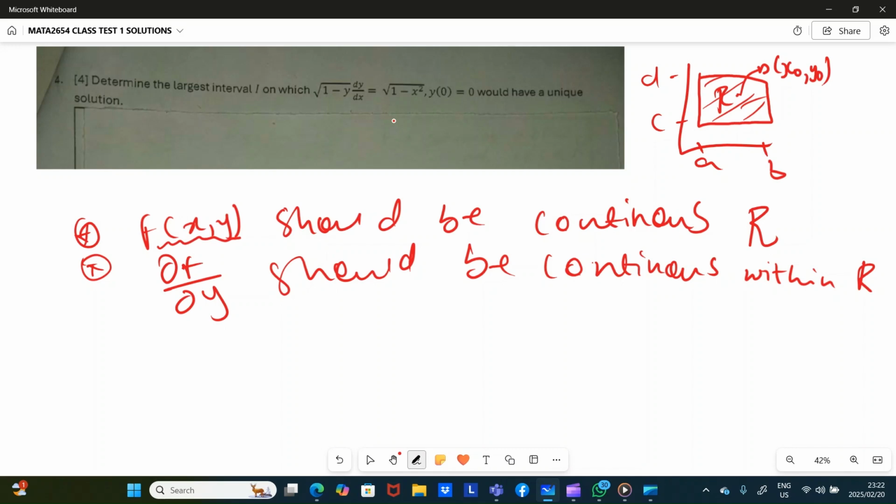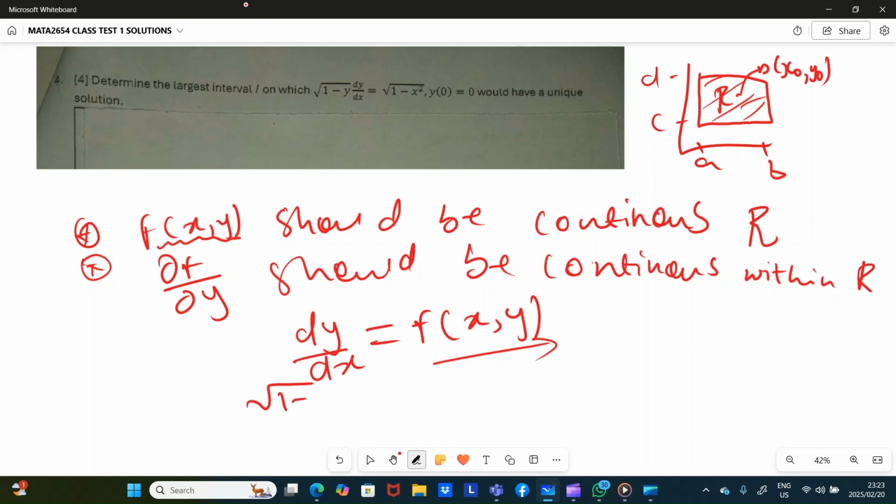f of xy is basically, I'll just write here, if you have dy by dx equals a function f of xy, this is how you find f of xy. You just have to put dy by dx by itself. Once dy by dx is by itself, whatever function is on your right is your f of xy. So in this case they gave us root of 1 minus y dy by dx, which is equal to root of 1 minus x squared.